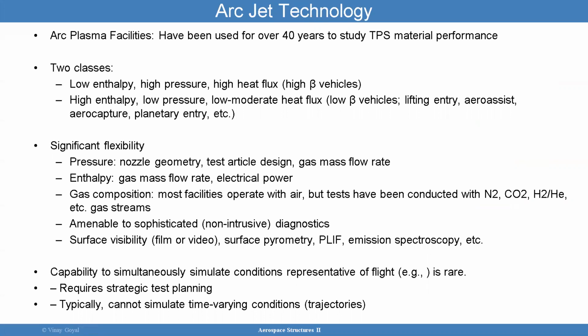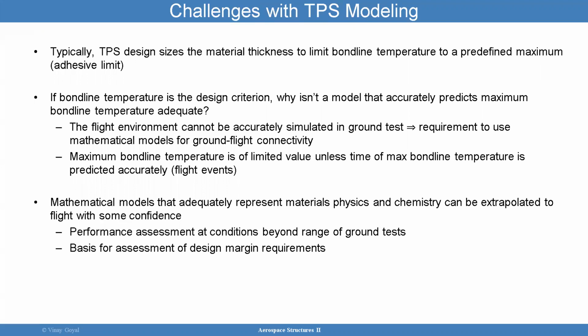The arc plasma facilities, there's one at the NASA Ames facility, has been used over 40 years to study thermal protection system material performance. There's two classes: low enthalpy, high pressure, high heat flux, and high enthalpy, low pressure, low to moderate heat flux. And it has significant flexibility. You have pressure, you can look at flow rates, test article designs, nozzle geometry, and so forth. There's a lot of flexibility. And you have the capability of simultaneously modeling representative flight conditions. And so there's good capability there.